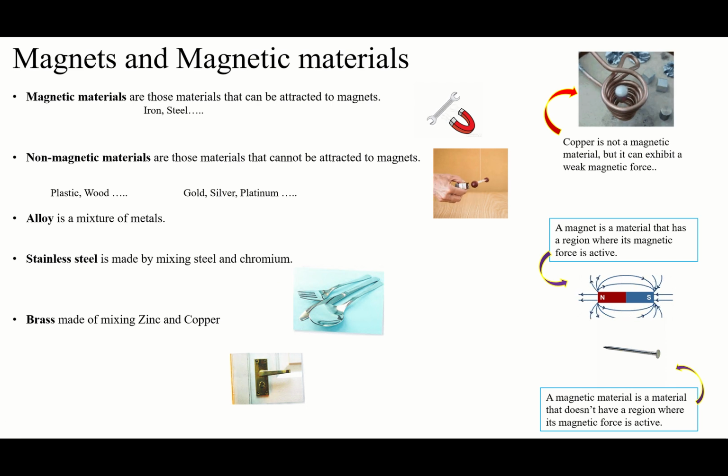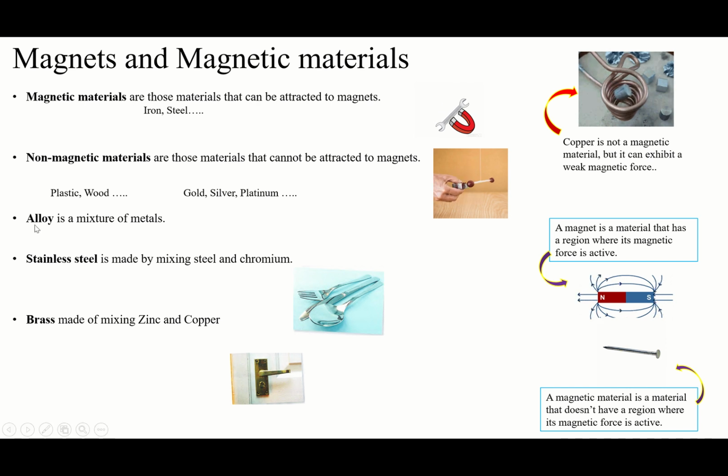Magnetic force and magnetic materials. Magnetic materials are those materials that can be attracted to a magnet. It means pulled by a magnet, like steel and iron here, you can see, pulled by a magnet. And non-magnetic materials are those materials that cannot be attracted to magnets. Like wood, plastic, and we have some metals like gold, silver, platinum, aluminum, copper. These are examples of non-magnetic. It means not magnetic. It's not going to be pulled by a magnet.